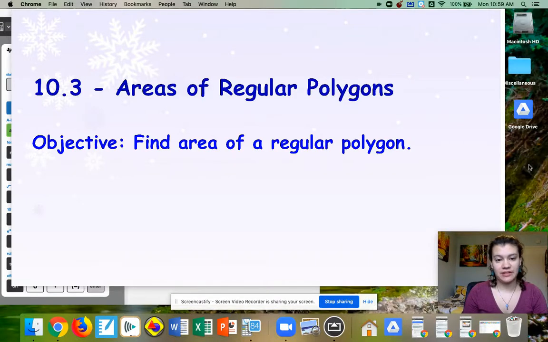Hi, so today we're doing areas of regular polygons. I'm going to start by answering the question of the day and then we'll get started.